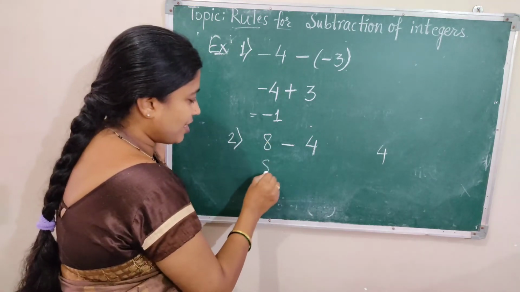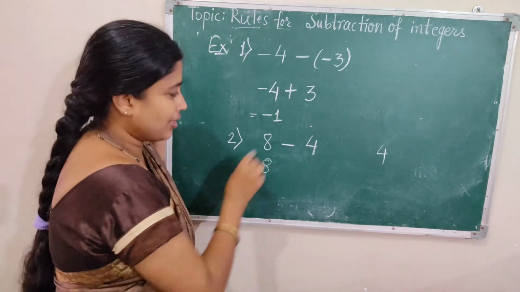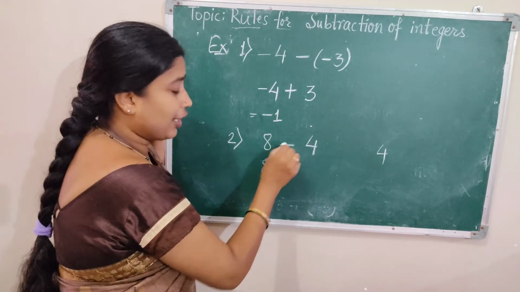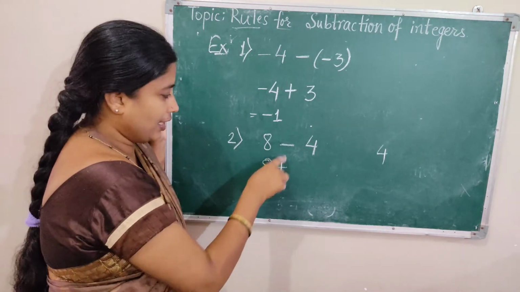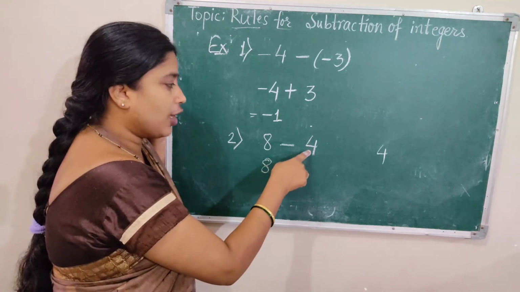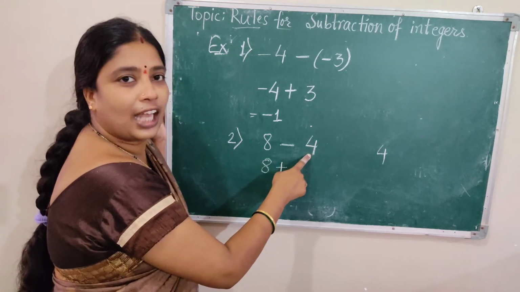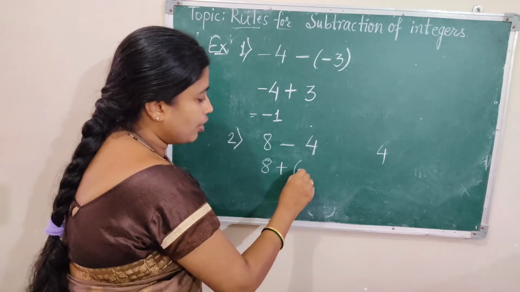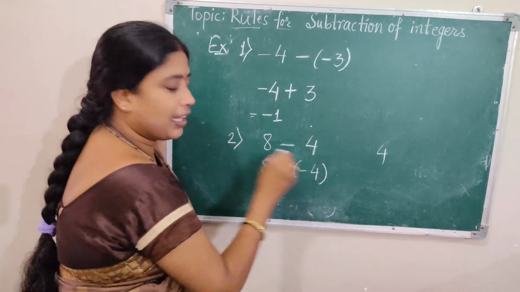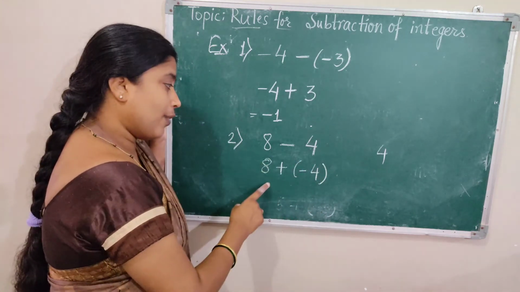So keep the first number as it is, 8. Then the subtraction sign will be changed to addition sign. Okay, fine. Second rule is done. Now third rule is you have to change the sign of the next number. So the next number is 4. So we will make it negative 4. Then what we have to do?